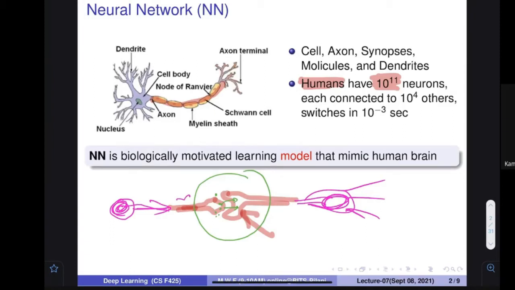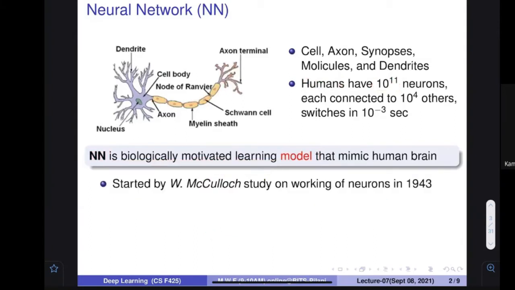So whenever somebody talks about the neural network, it is actually a biologically motivated learning model, where we think that in the same way as the human brain works, I'm going to model the things in the computer and build the system in a similar way. So ultimately, this is going to happen.